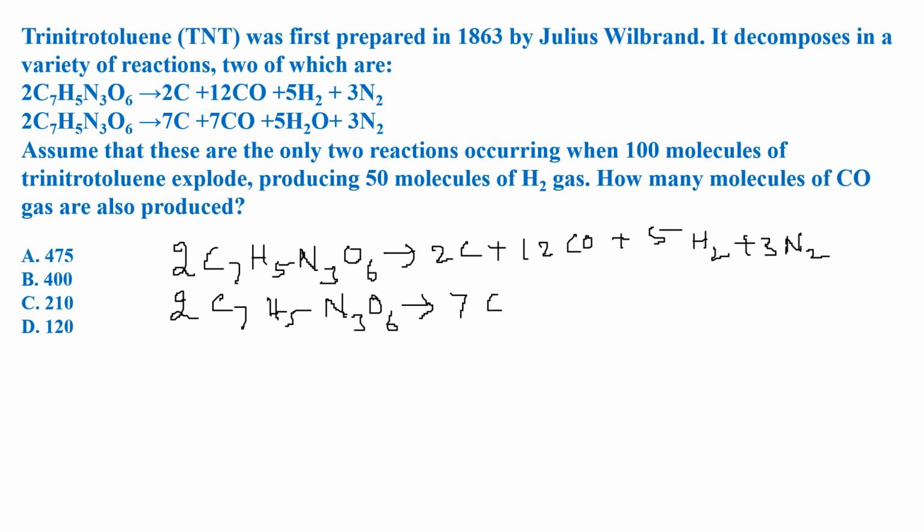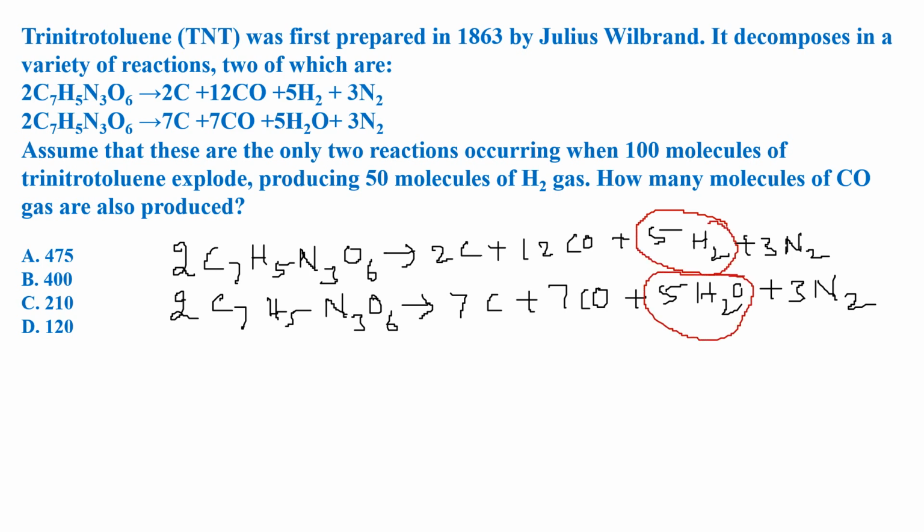This is also a reaction. Two types of reactions will take place. It gives H2O plus 3N2. So from these 2 reactions we observe that the only difference is that one contains H2 as well as the other contains H2O. So anyway, assume that only two reactions occur for 100 molecules of TNT, trinitrotoluene.